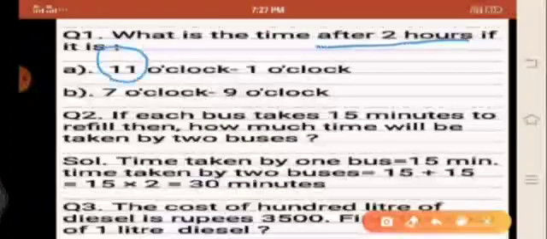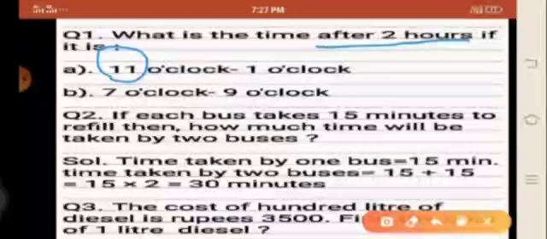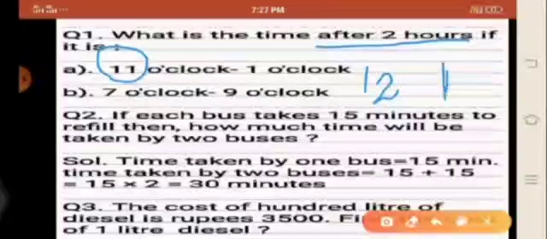So children, what we will do, we will start counting after 11, because already this question we have discussed. So after 11 what comes? 12. And after 12, 13 is not there on our clock. So after 12 what comes? 1. So the time is 1 o'clock.